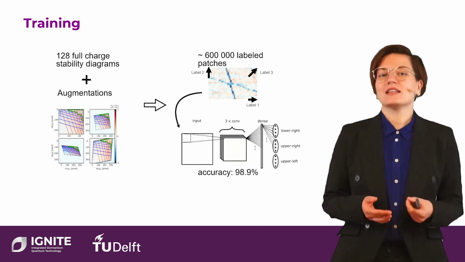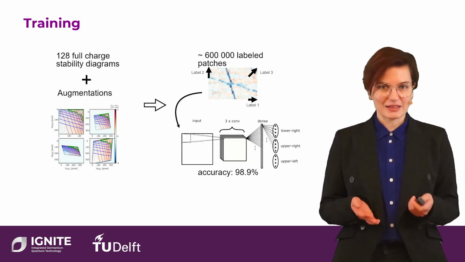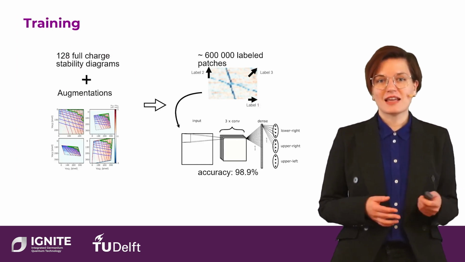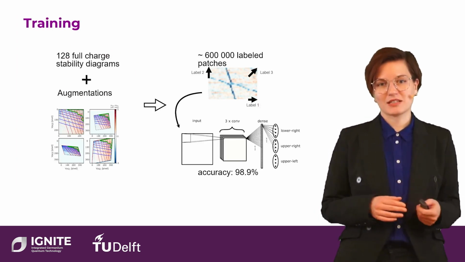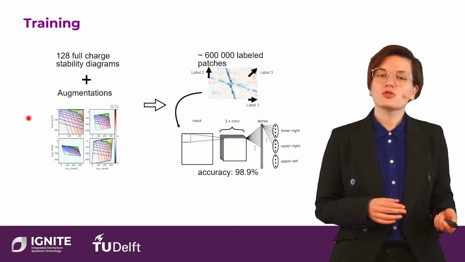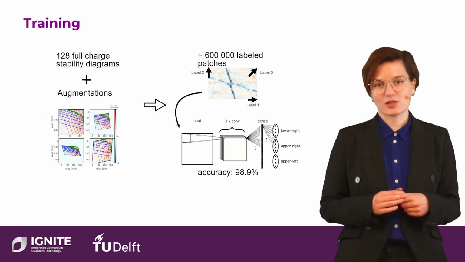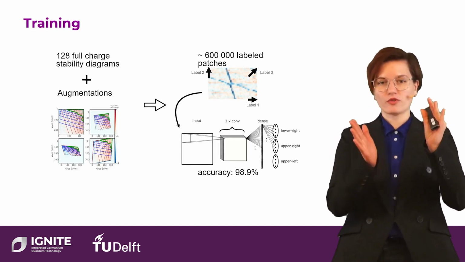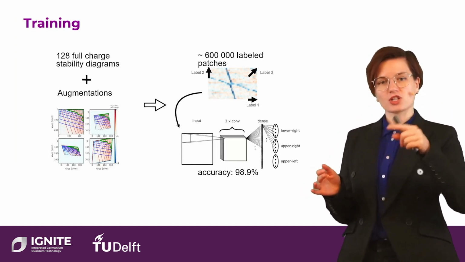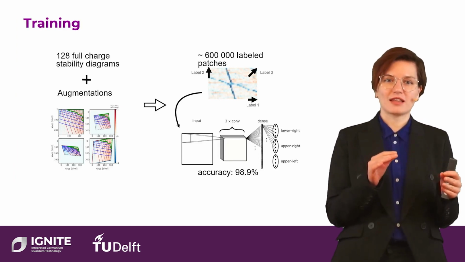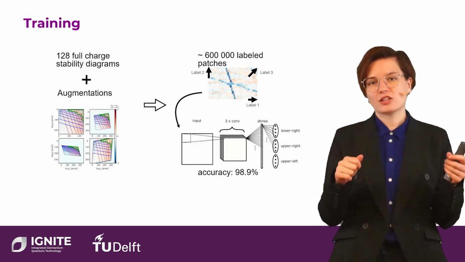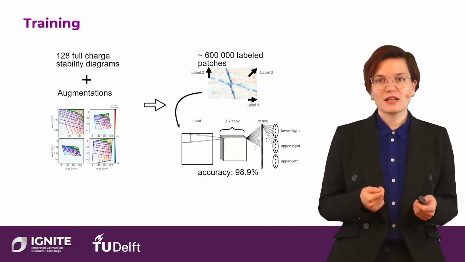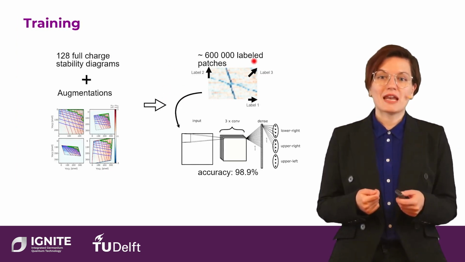So just to give you an idea of the data volume that you might need for this kind of exercise, we measured 128 full charge stability diagrams. And then we introduced some augmentations on these data to generalize it even more. For example, to create a little bit of a skew so your charge lines would go at slightly different angles, introduce a slight rotation, things like that. After that, we completely randomly drew many patches.